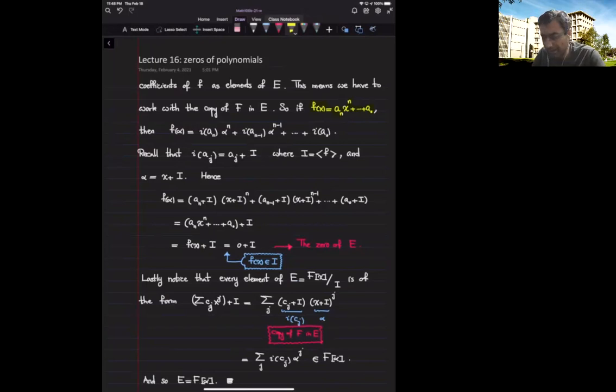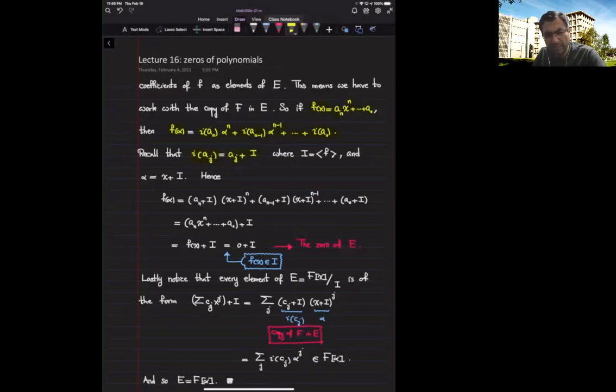And the copy comes from the injective ring homomorphism I. So that means f of alpha is nothing but I of the leading coefficient times alpha to the n, plus I of a_{n-1} times alpha to the power n minus 1, and so on. So that is f of alpha. That is the thing that I need to show is 0. But what is I of a_j? I of a_j is the coset that's represented by a_j.